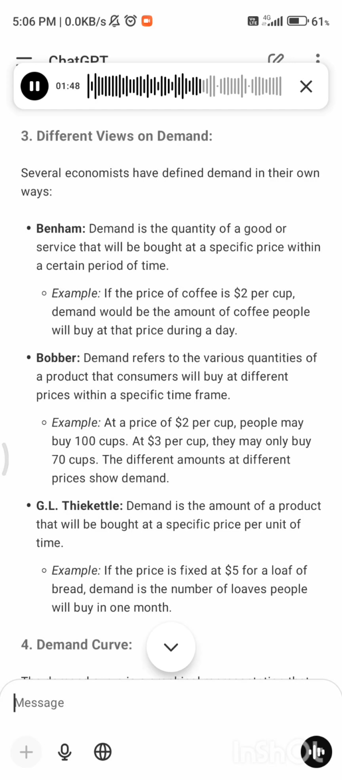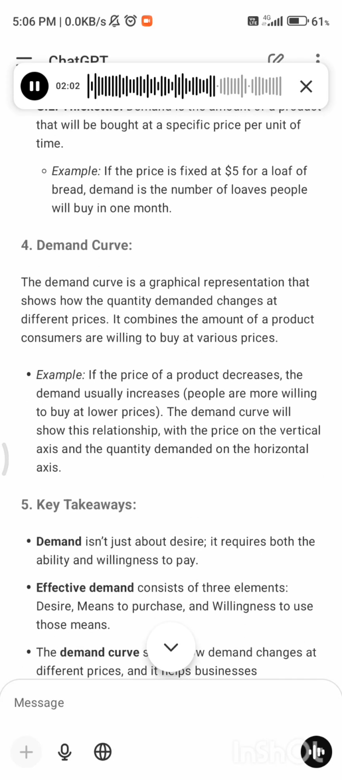G. Stonier. Demand is the amount of a product that will be bought at a specific price per unit of time. Example: if the price is fixed at $5 for a loaf of bread, demand is the number of loaves people will buy in 1 month.